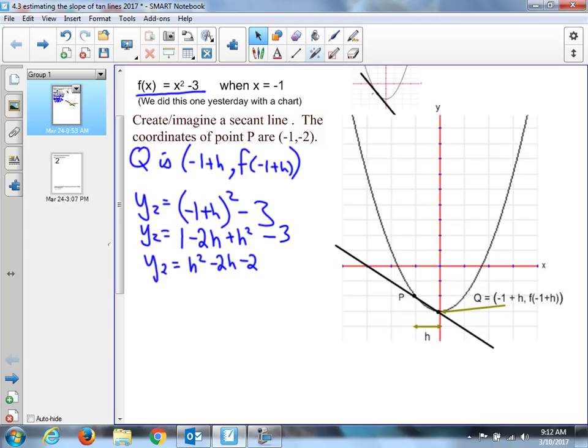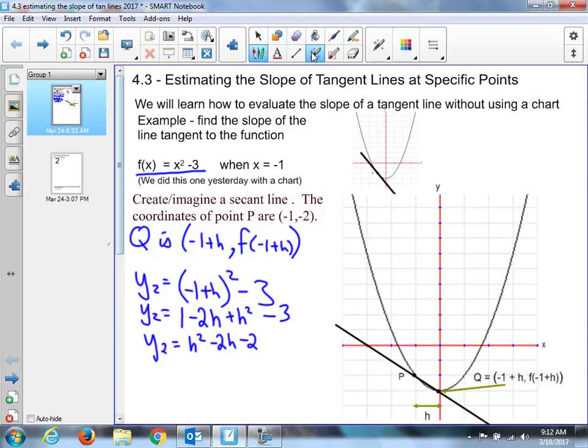Ding dong, what do we do now? Slope. Because the whole point of this, let's not lose sight, is estimating the slope of a tangent line at a specific point. We have a point now. We're really trying to figure out what the tangent line slope is at negative 1, negative 2. You can't put that into the slope formula though because you'd be dividing by 0.